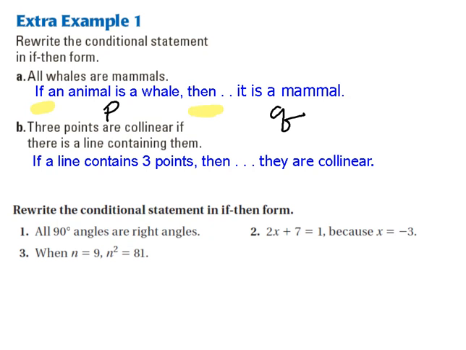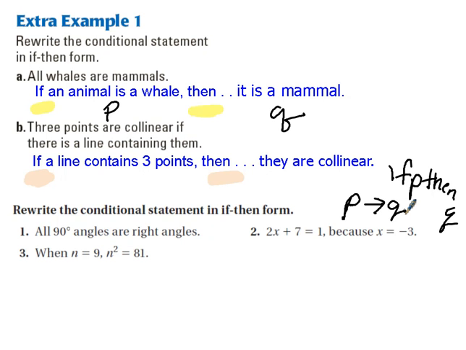Our second example: 3 points are collinear if there is a line containing them. So we basically have a form that we can write as a definition. The statement is 3 points are collinear if there is a line containing them. The conditional form of that statement is if a line contains 3 points, then they are collinear. We could write that as if P then Q, or even shorter, P implies Q.